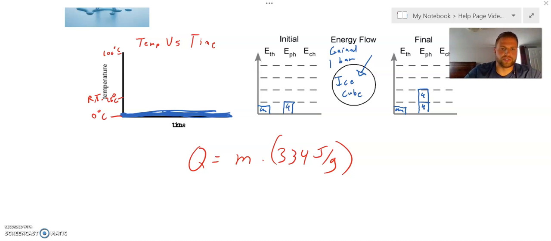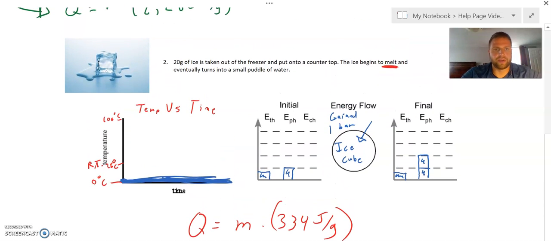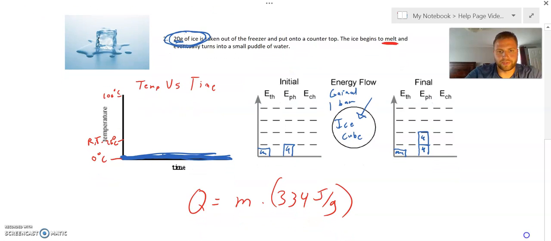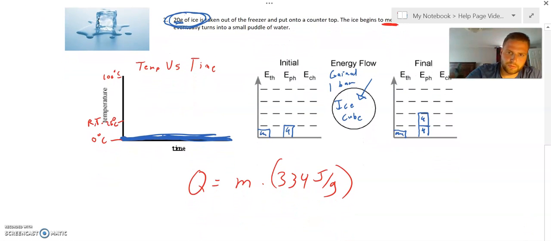Now we have to find something we can plug in for mass, because when we multiply these numbers, it will give us the Q. Let's see if we can find the mass. Oh, here it is. When we read the problem, it says 20 grams of ice. This is exactly what we need, 20 grams. So we'll take our eraser, erase this, and put down 20 grams. Now all you have to do is grab your calculator and multiply these two numbers together. So we'll do 20 times 334.